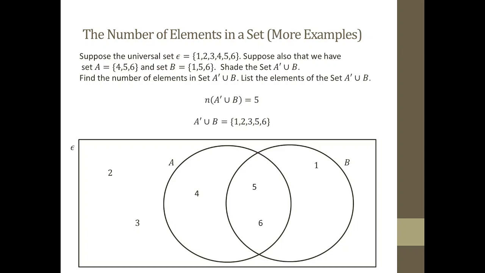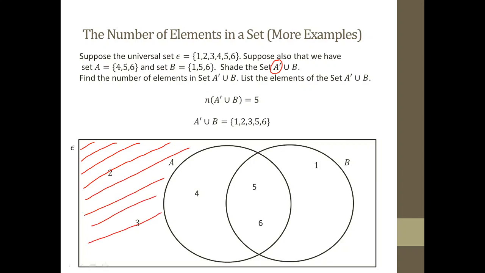Let's move on to shade the set A prime union B. For union, it is quite straightforward. You can do it one by one. Let's shade the set A prime first. I'm going to shade the set A prime first.